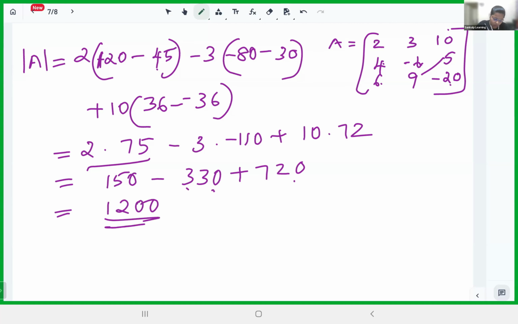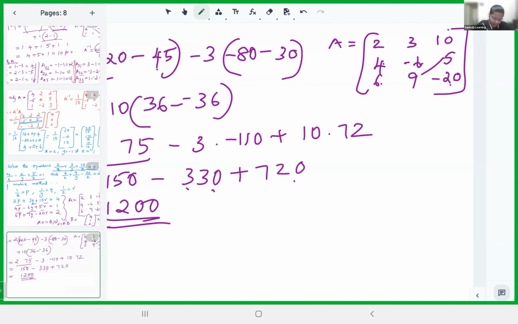So what is the determinant? Determinant is equal to 1200. So it is not equal to 0. Inverse of matrix A exists. And now the next step is you have to find out the adjoint of matrix A. So adjoint of matrix A.